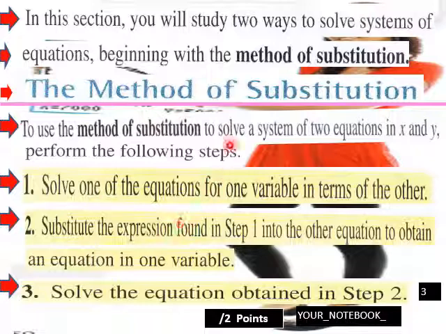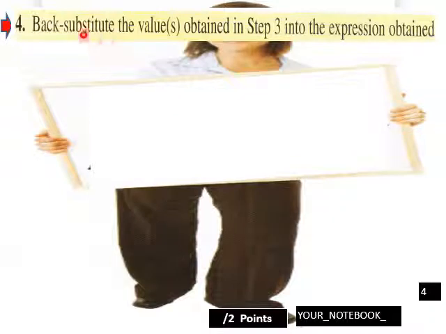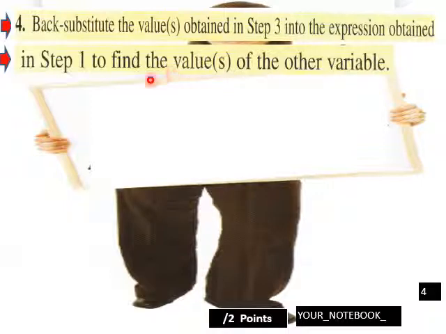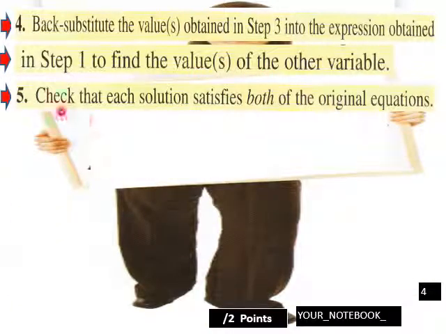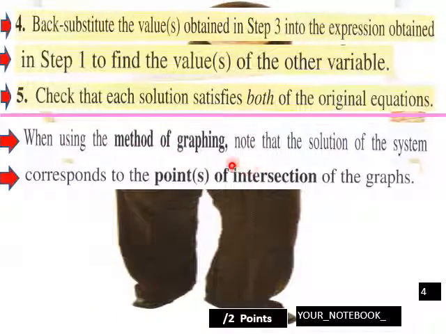Here is our directive to solve a system of equations by the method of substitution. 4. Back substitute the values obtained in step 3 into the expression obtained in step 1 to find the values of the other variable. 5. Check that each solution satisfies both of the original equations. When using the method of graphing, note that the solution of the system corresponds to the points of intersection of the graphs.